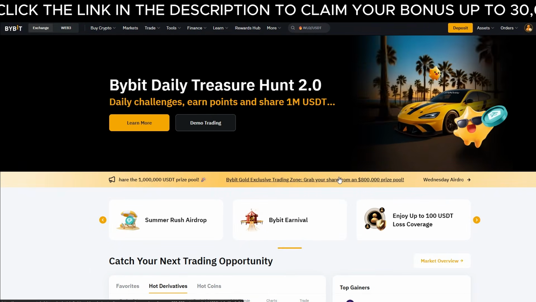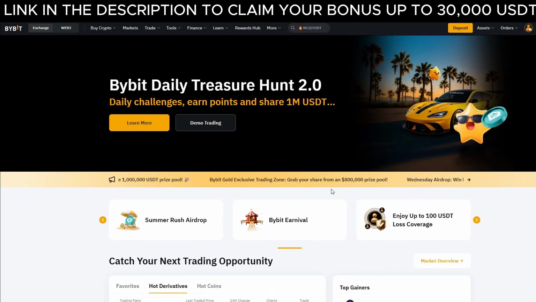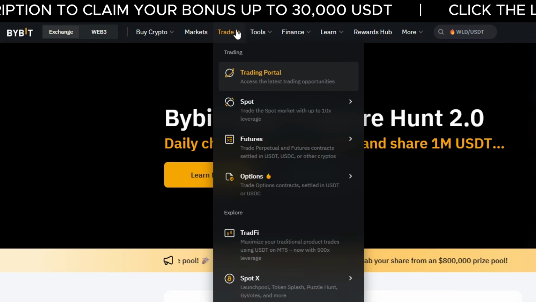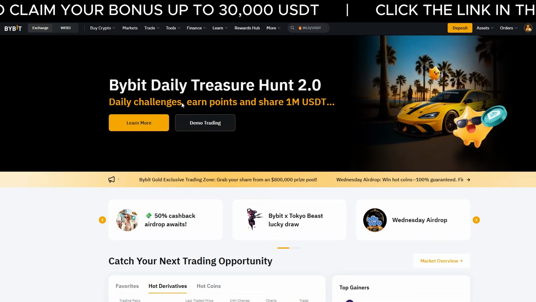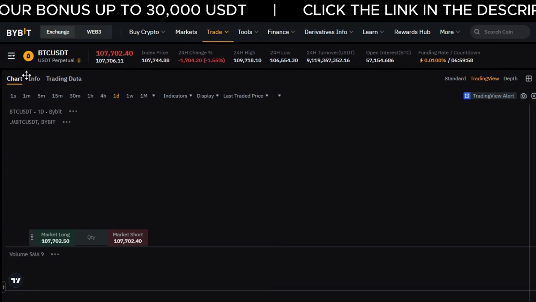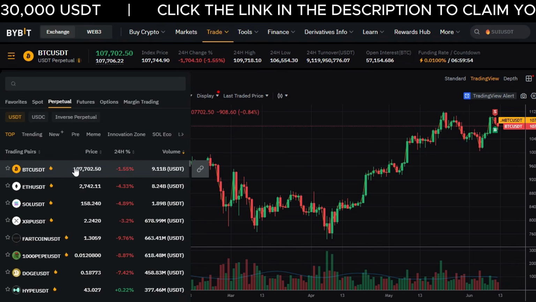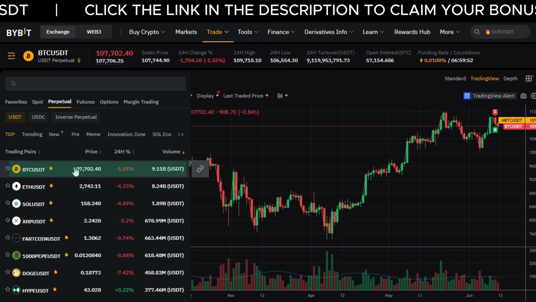Now we're ready to place our first leverage trade. For this, we head over to Trade at the top. Open the drop-down menu and click on Futures. Now we can open the drop-down on the left and select the coin. And in this example, we're going to take a look at how to place a leverage trade on Bitcoin.